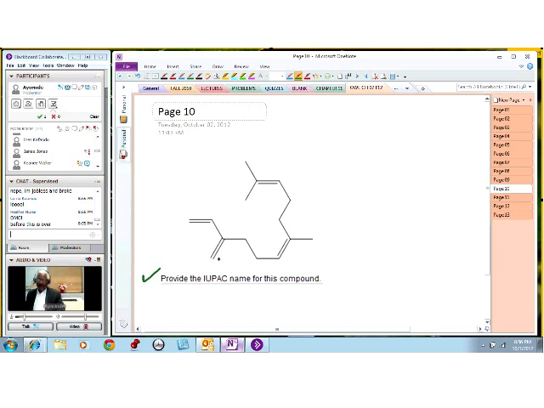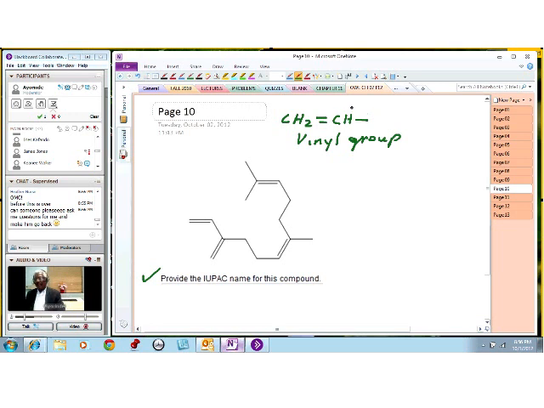Now, this is something I want to tell you. This is a little bit more complex for you. Before we answer that question, whenever you have this group, this here is called a vinyl group, just as you have a methyl group. So anytime you see this group in a molecule, you could call this a vinyl group. So in this regard, let us look at the longest carbon chain in this molecule.